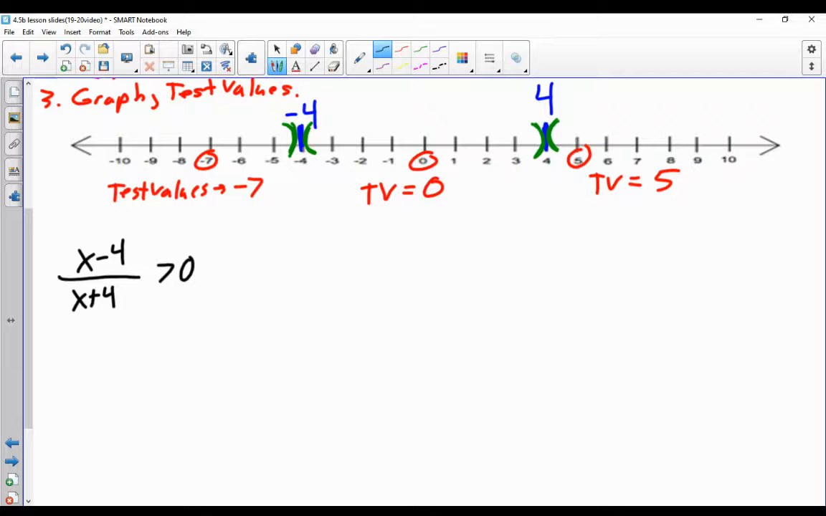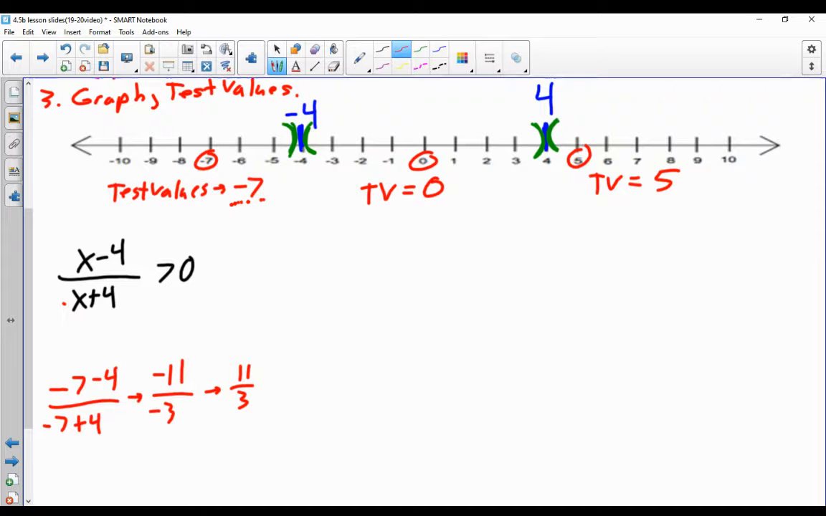The first number I'll plug in is -7 for this interval. So instead of x minus 4, I'll do -7 minus 4. Instead of x plus 4, I'll do -7 plus 4. And we'll go from there. -7 minus 4 on top will give you -11. -7 plus 4 on bottom will give you -3. And of course, a negative divided by a negative gives you a positive, so we end up getting 11/3.